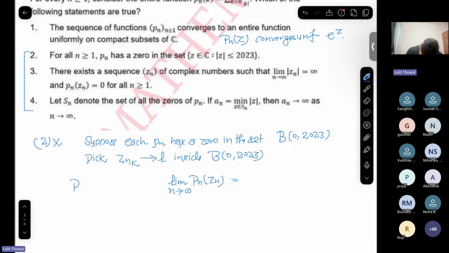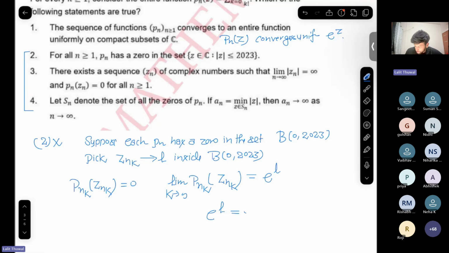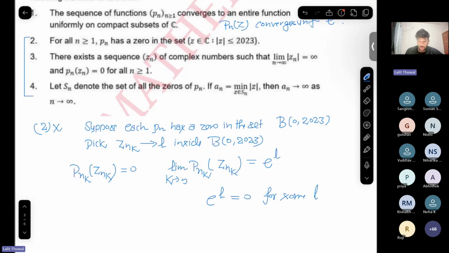So P_{n_k}(z_{n_k}) is a constant sequence, and the limit as k tends to infinity, because of the uniform convergence, should come out to be e to the power of the limit as k tending to infinity of z_{n_k}, that is L. So this shows that e to the power L is 0 for some L. That is not true, because e to the power z has no zero.